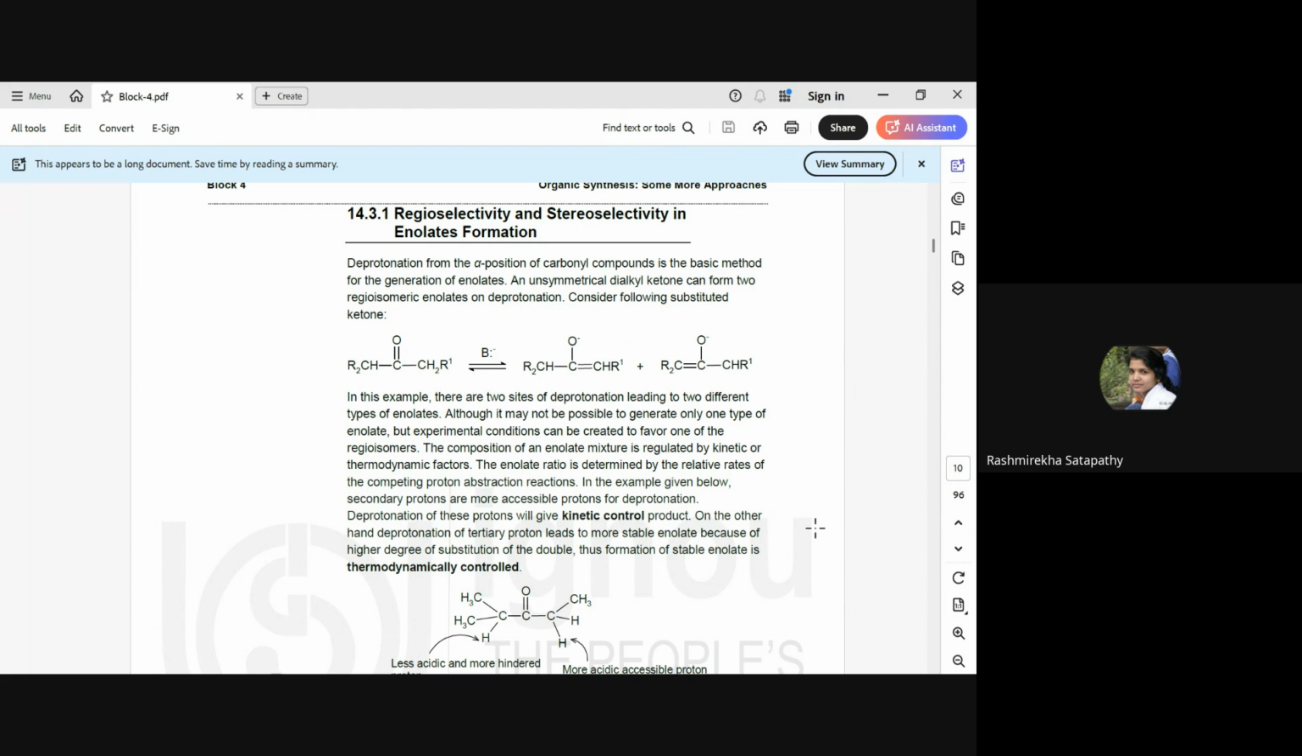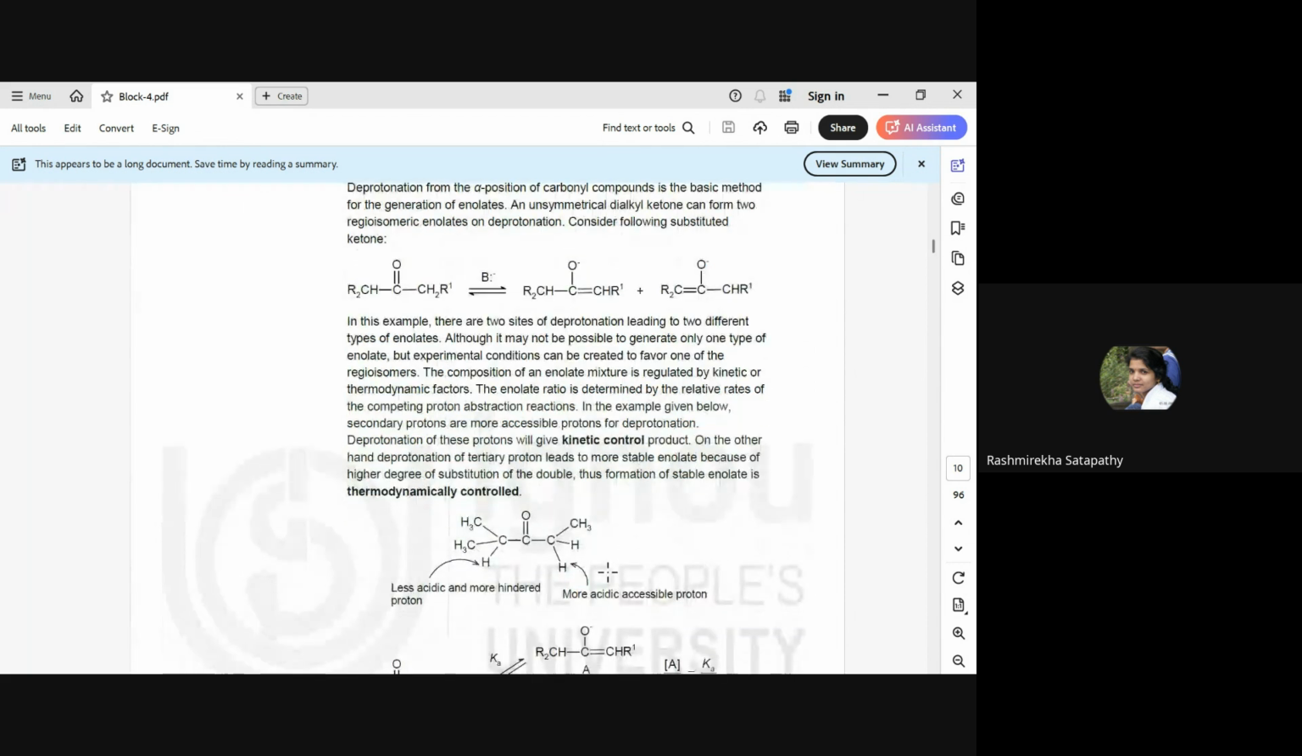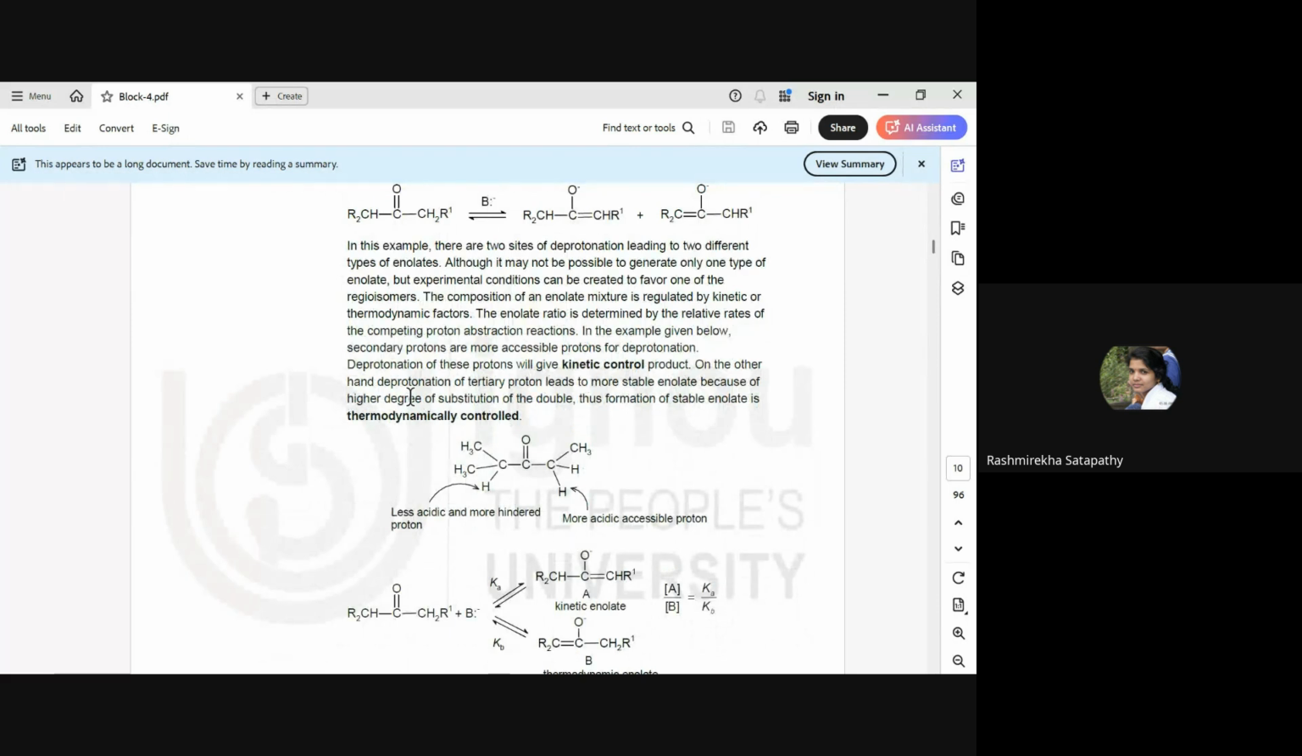Although it may not be possible to generate only one type of enolate, experimental conditions can be created to favor one of the regioisomers. The enolate ratio is determined by the relative rates of competing proton abstraction reactions. In the example given below, secondary protons are more accessible for deprotonation. Deprotonation of this proton will give the kinetic control product.